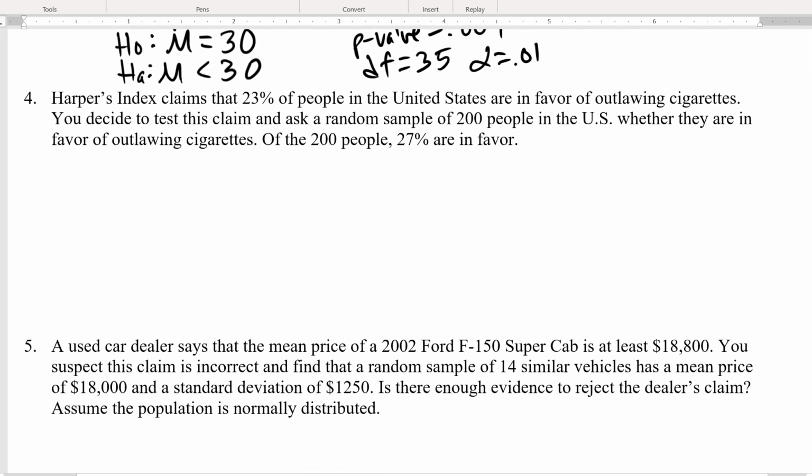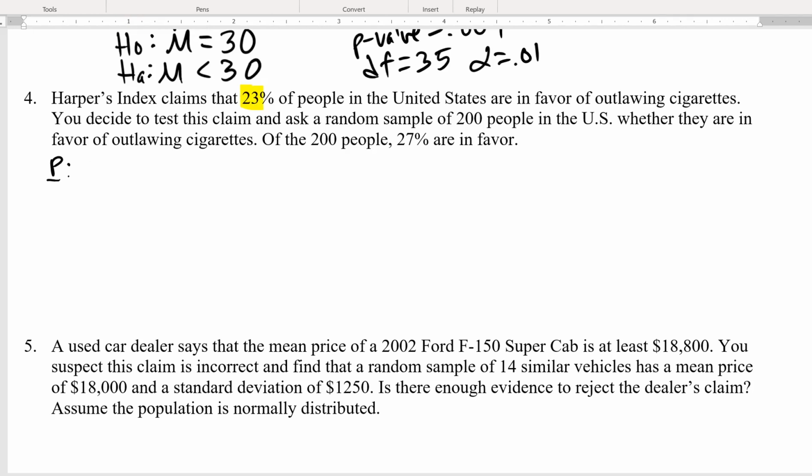Harper's Index claims 23% of people in the U.S. are in favor of outlawing cigarettes. You decide to test this claim. Of the 200 people, 27% are in favor. What is the P? Mu is equal to the average. We have a problem, right? Hoping you catch this. This is why I have you do this at the beginning.